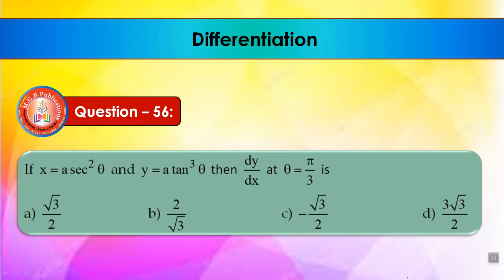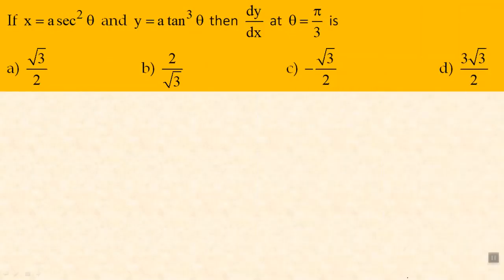Dear students, see the question number 56. Read the question and write it. The question is, if x is equals to a into secant square theta and y is equals to a into tan cubed theta, then dy by dx at theta is equals to pi by 3 is, options are root 3 by 2, 2 by root 3, minus root 3 by 2, 3 into root 3 by 2. Let us find this. Given x is equals to a into secant square theta.